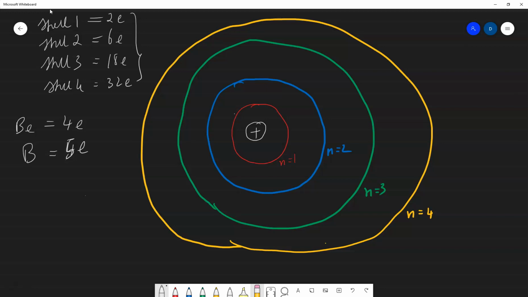So the first 2 electrons will be in the inner shell, because the inner shell can have a maximum of 2 electrons, you know that. The remaining 3 electrons will fill in the second shell.